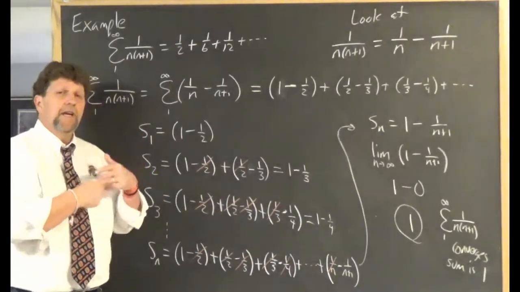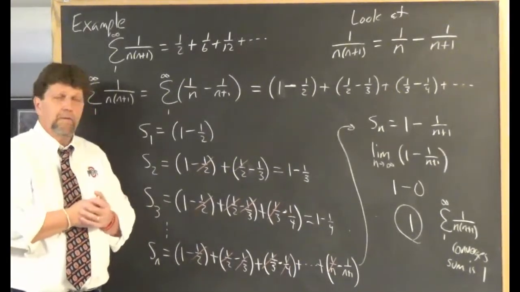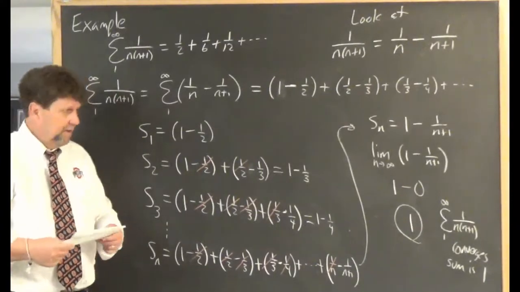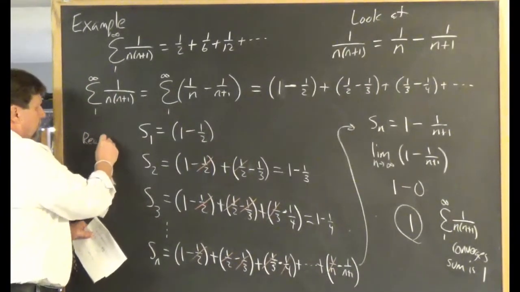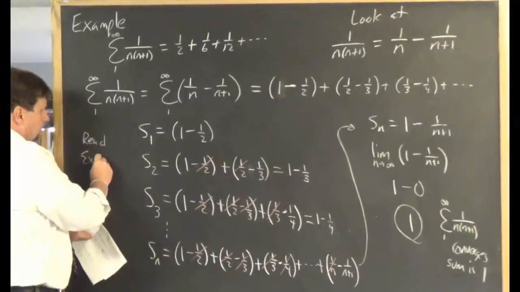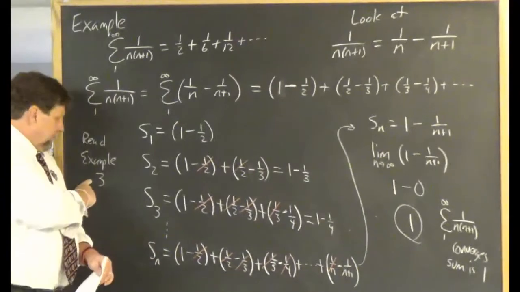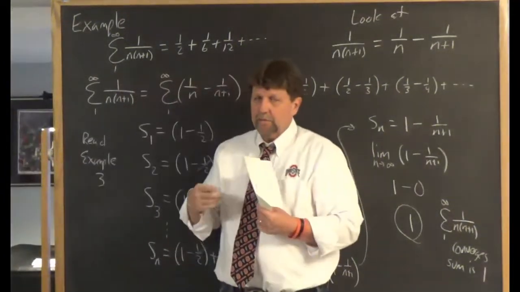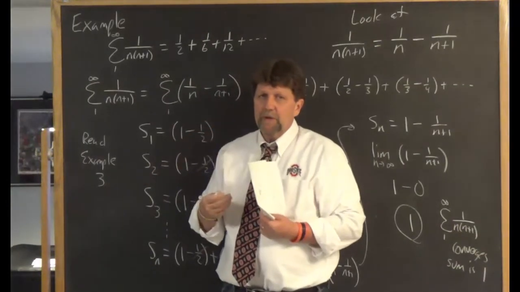But the key in doing it was to look at a sequence of partial sums. So that was the key. I have something I'd like you to read in the book. I'd like you to read example 3. There are two parts to example 3, a part A and a part B. They are examples of telescoping series.